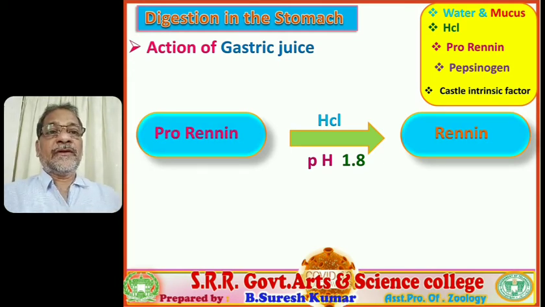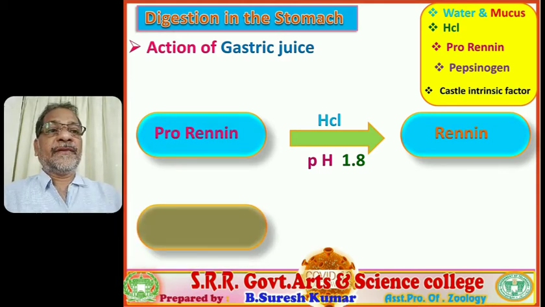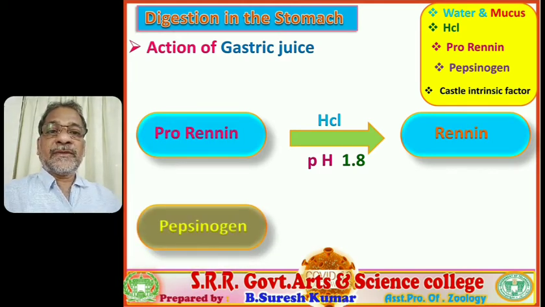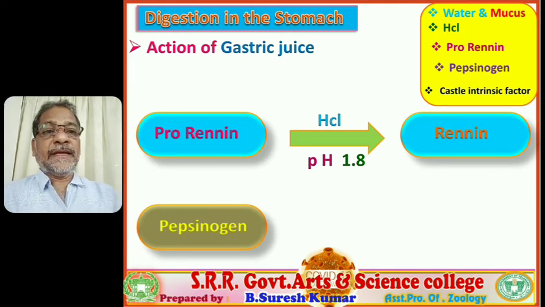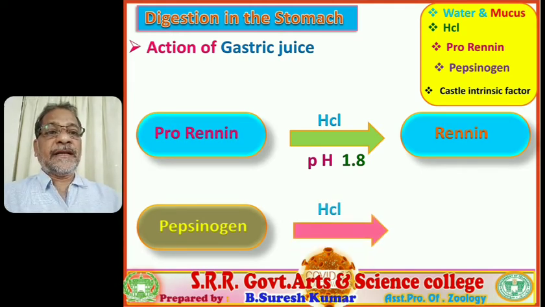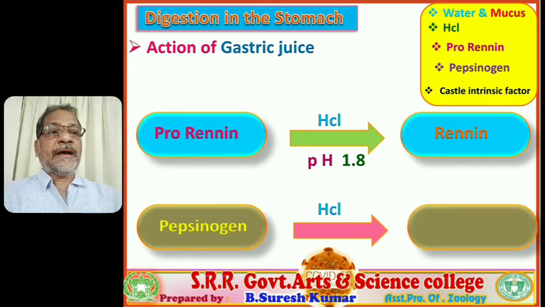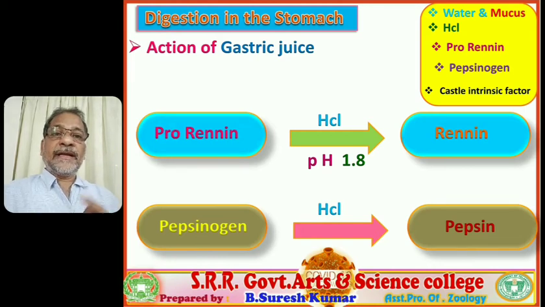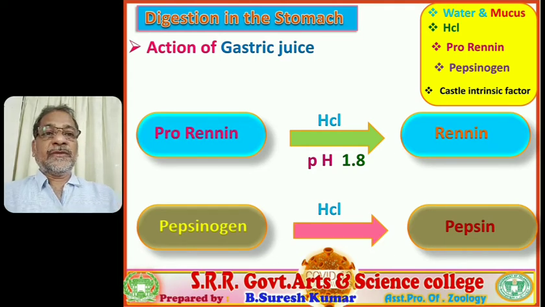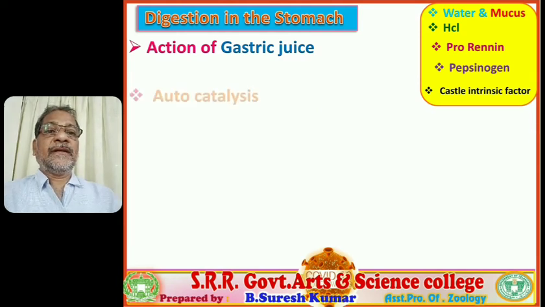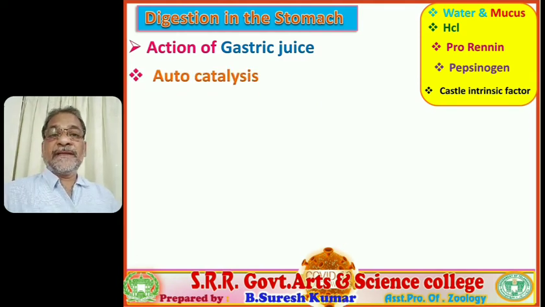the hydrolysis process. Okay, followed in the same manner, you observe one more enzyme, pepsinogen, which is also an inactive enzyme. This inactive enzyme, with the action of HCl, turns into the active enzyme, pepsin. So prorenin becomes renin and pepsinogen becomes pepsin. Followed. So prorenin and pepsinogen are inactive enzymes, and renin and pepsin are active enzymes. Right. Next, one more event occurs, that is autocatalysis.